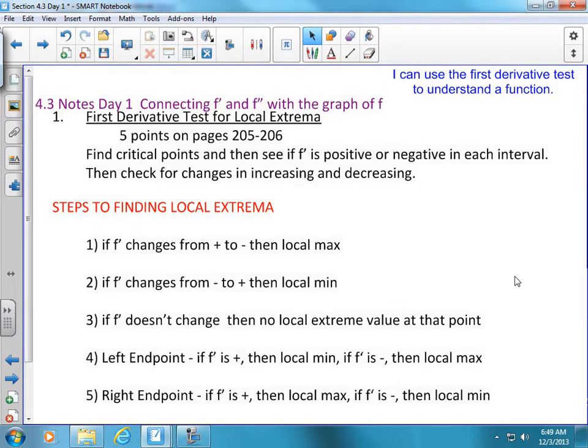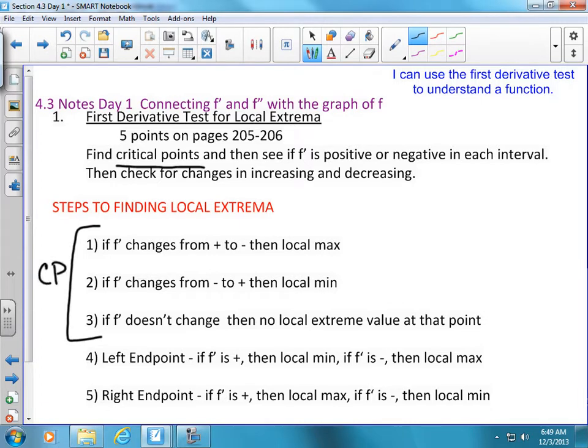Anyway, the first derivative test, there are 5 points on page 205, 206. It goes into much more detail there. Please read those. The basics about finding local extrema: number 1, find the critical points and see if the derivative is positive or negative in each interval. Okay, so you put together your little interval chart. Here's what you do with the critical points.